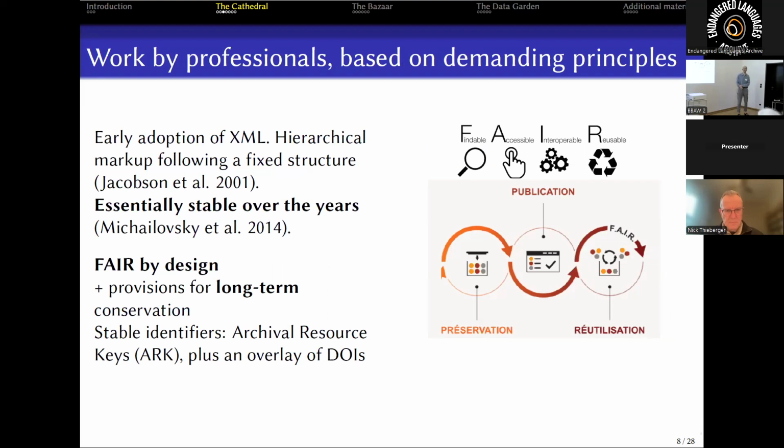Another aspect in which the Pangloss Collection is more on the cathedral side is that it's work by professionals, me not included in there, emphatically, professional archivists, based on demanding principles. So there was early adoption of SGML, which soon moved to HTML and XML and sounded clearly like the best way to go. And we follow hierarchical markup following a fixed structure. So we can discuss that and whether it's good or bad, or what are the limitations basically of having strictly embedded markup with sentences made up of words, made up of morphemes.